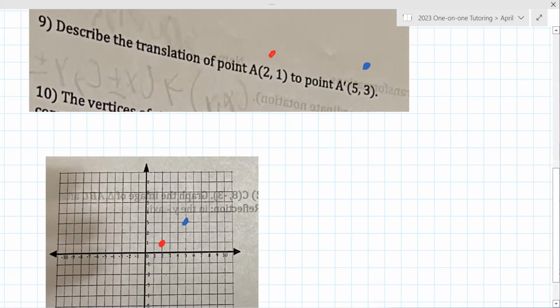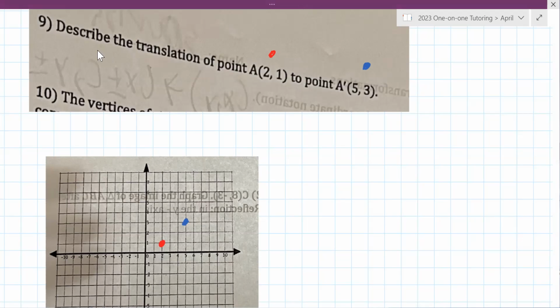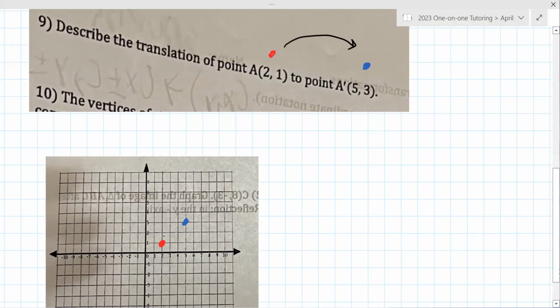So I'd like you to, I know you don't have graph paper there, but how do you go from the red to the blue? You just have to be able to find the translation. Okay, so think of it in terms of first left or right. How many left or right are we going?